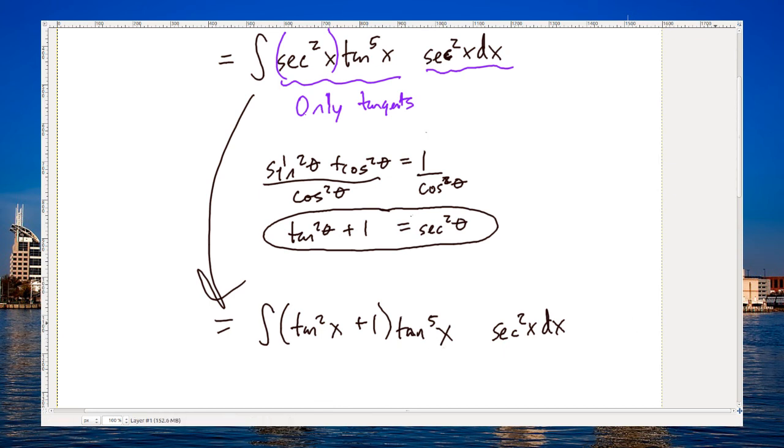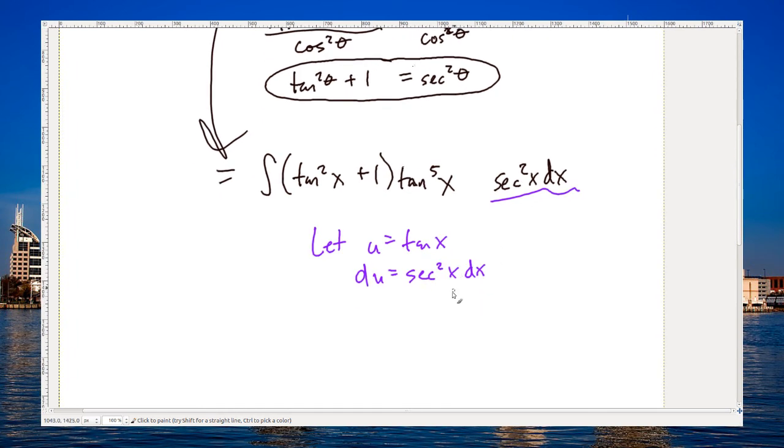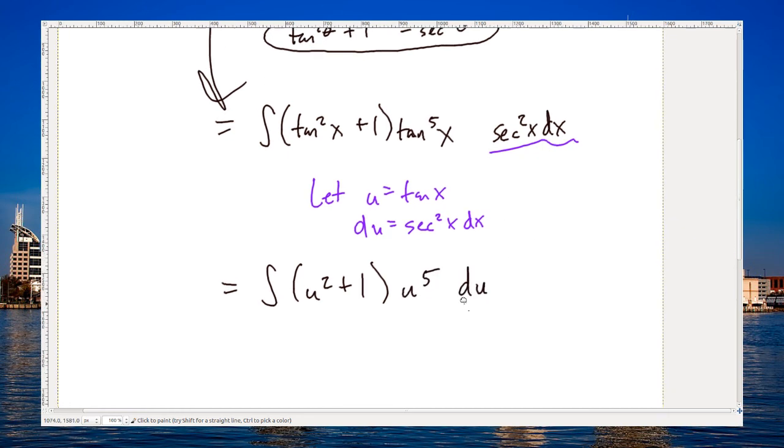Now what are we going to do? We'll do the same thing we've been doing, only instead, because we have the derivative of tangent right here, I'll let u equal tangent of x. My du becomes exactly what I wanted, secant squared x dx. So all that on the right there will just become a du. And everything over here on the left gets replaced with u's. U squared plus 1, u to the 5th, and then again, all this stuff becomes du.